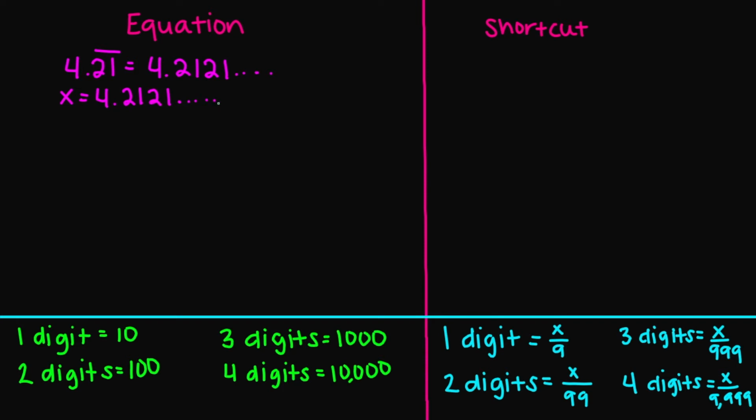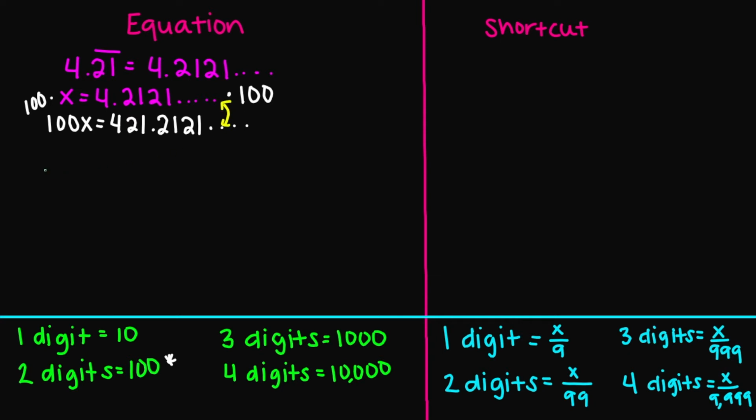Since I have two digits that are being repeated, I'm going to multiply both sides of my equation by 100. So this is going to be 100 here, and then 100 here. 100 times x, this is going to be 100x. And then 4.2121 times 100, this is going to be 421.2121 repeating. So these are the two equations here that we are using.